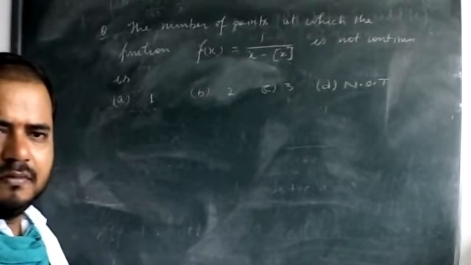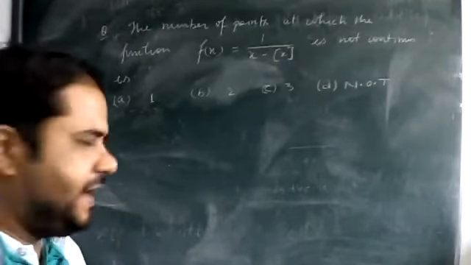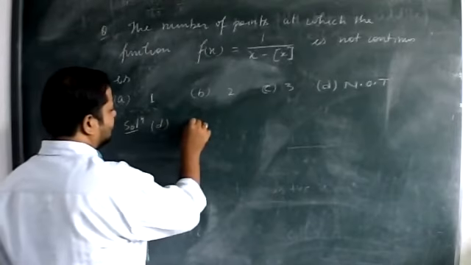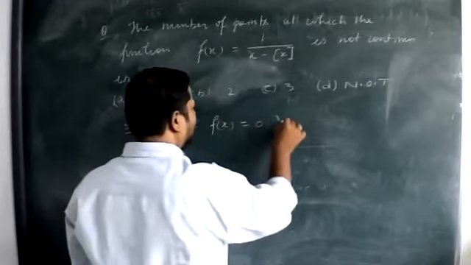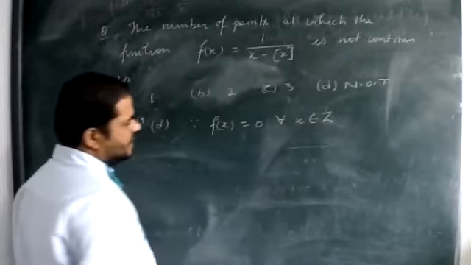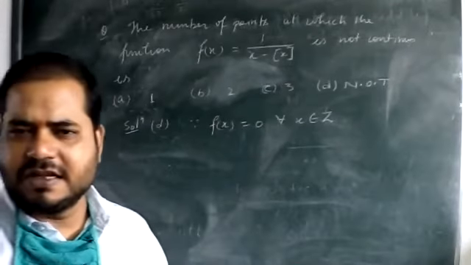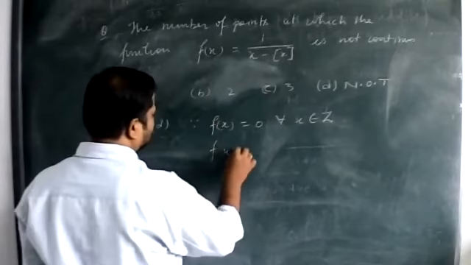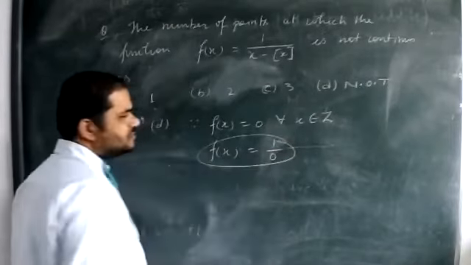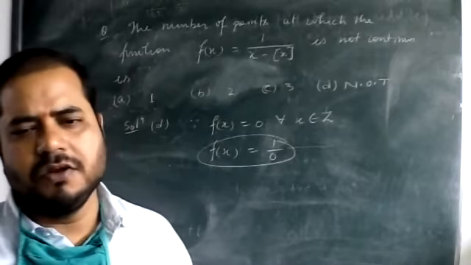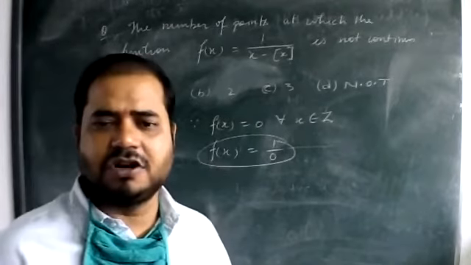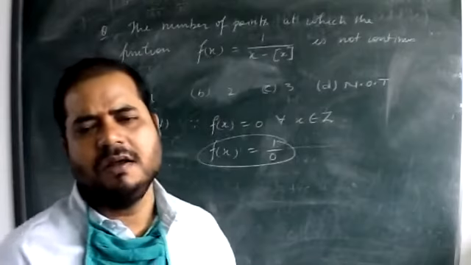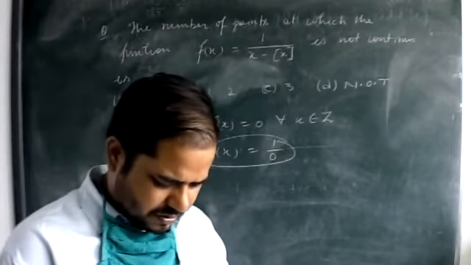And how to find? If you find x minus bracket x, the answer is D, since the denominator is 0 for each x belonging to Z. When x is an integer, x minus bracket x is 0, so f(x) is 1 upon 0, which is not defined. So how can you say it is continuous at that point? All integers are points of discontinuity for this particular function. Did you get it? Okay, now next one.